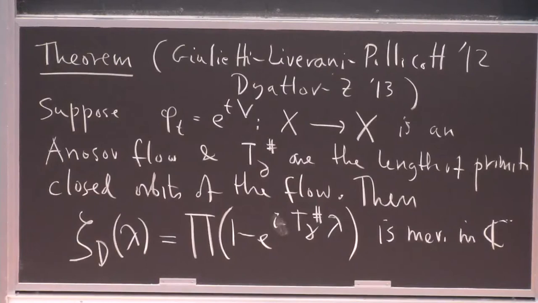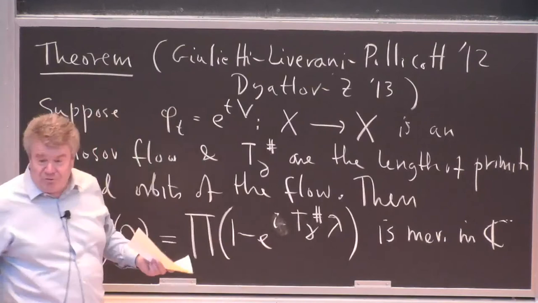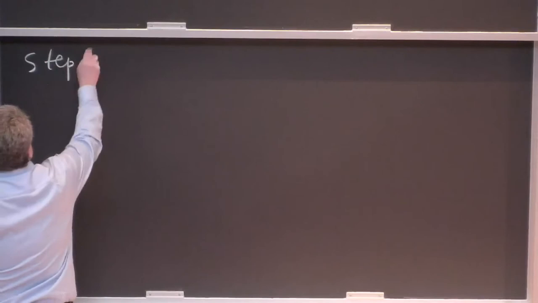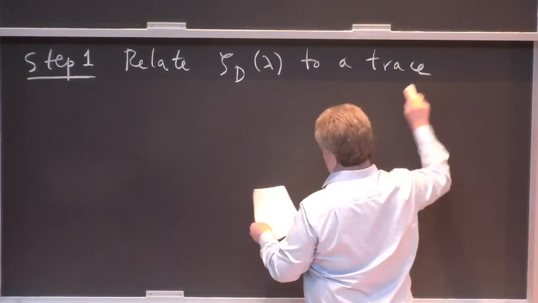So you see, there has to be some structure. And the method for relating this to operator theory and spectral theory goes by a tool which appears in many places in scattering theory, namely trace formulae. And again, the trace formulae in this business are much simpler than in scattering theory. So to start the trace formulae, I have to do a little calculation. So this is step one: relate zeta d lambda to a trace.